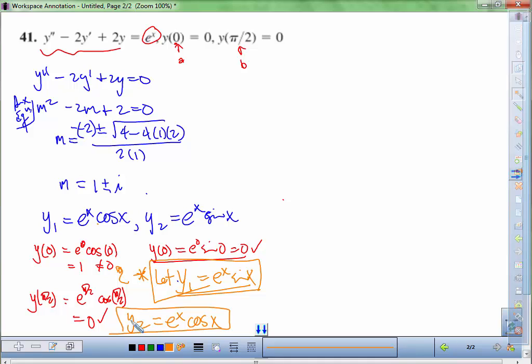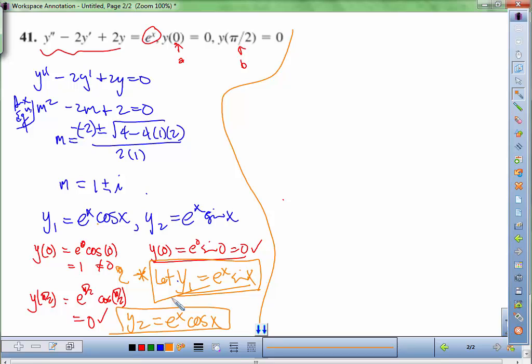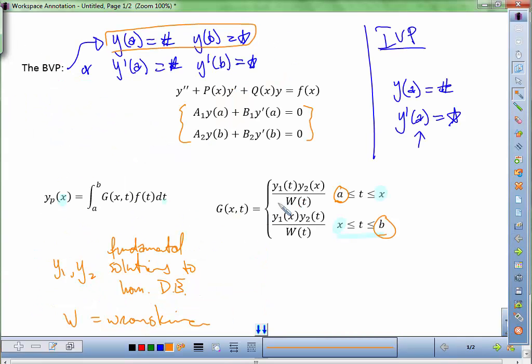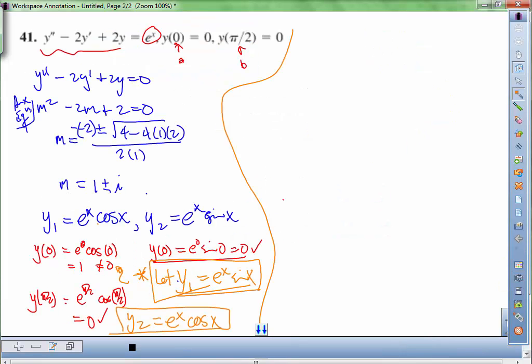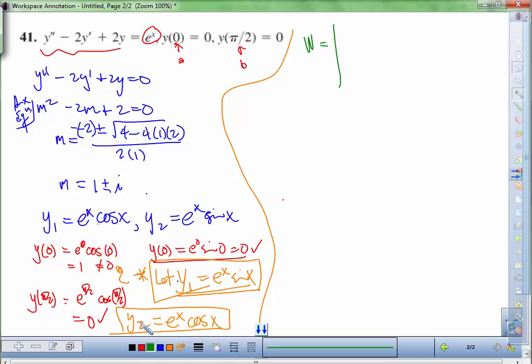Okay. So now that we have y1 and y2, according to our formula, we need to figure out the Wronskian and then this thing. So let's get that set up. Let's get our W figured out. Oh boy. y1, e to the x sine x, e to the x cosine x.